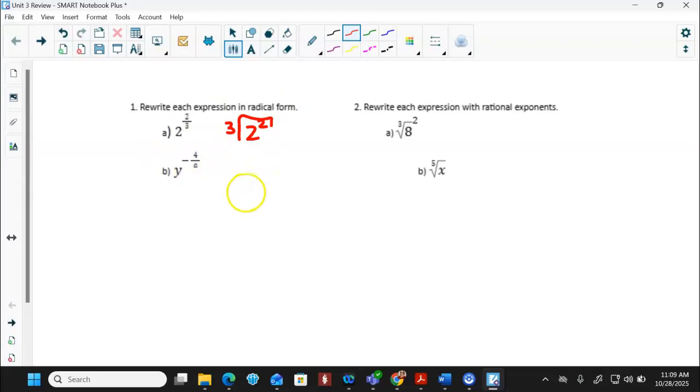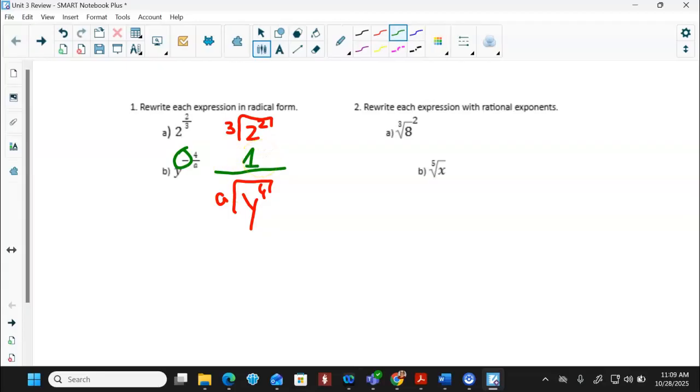Now for B, first, we're going to make a root. Y, which is on the inside, goes on the inside. A, which is the bottom, goes on the outside, and 4 goes here. Now, what we cannot forget is this negative. And remember, what does a negative mean? It goes to the bottom of the fraction, so we don't have anything else to put on the top. So we're going to put 1 over. This negative indicates it goes to the bottom of the fraction, okay?